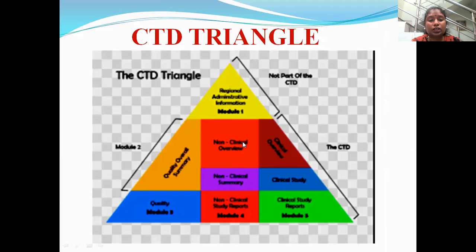Here, see, the non-clinical overview and the non-clinical summary, and clinical overview and clinical summary, that is nothing but the clinical study. It contains the module 2. Module 3 contains the information of the quality topics like reports. So all the bottom line is divided into 3 parts. That module 3 is containing the information about the quality, that is nothing but the quality reports. And module 4 contains the non-clinical study reports, and module 5 contains the clinical study reports.